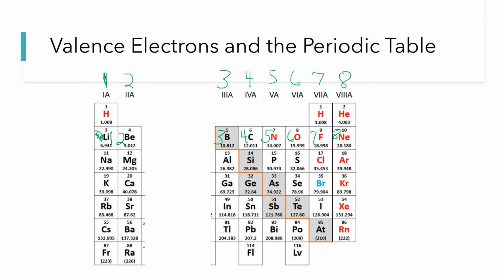That's using the A and B numbering system. If we're using the numbering system that runs 1 through 18, we're looking at the last digit of the group number because, for instance, the noble gases are group 18 and they have 8 valence electrons. So this numbering system will tell us at a glance, based on an element's position in the periodic table, how many valence electrons it has.